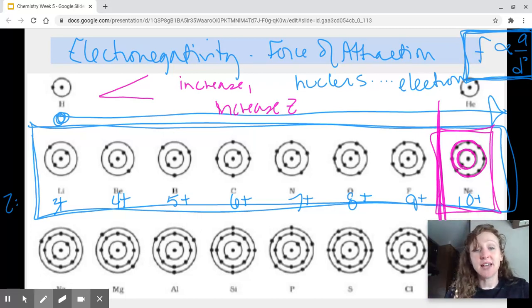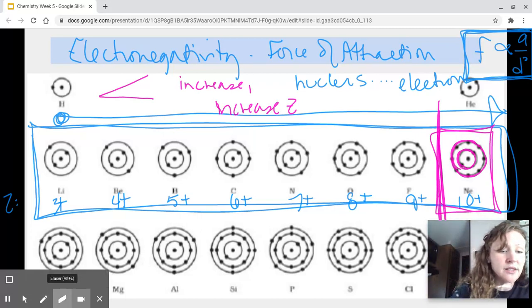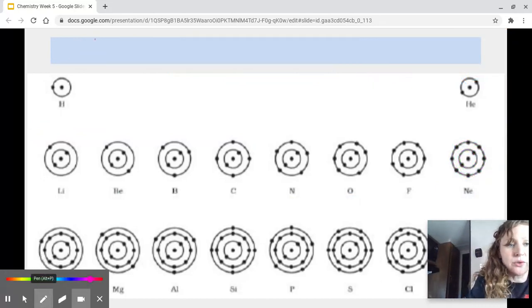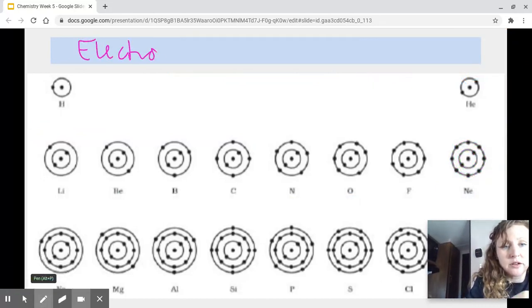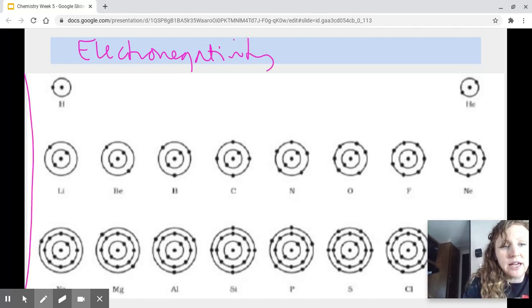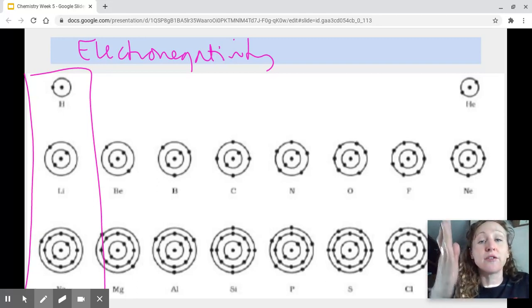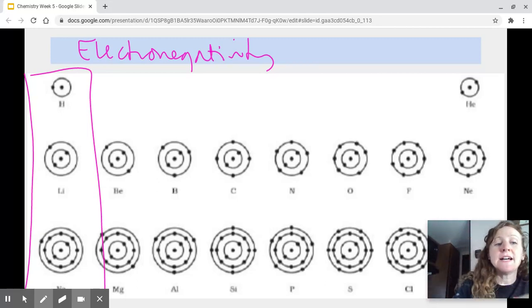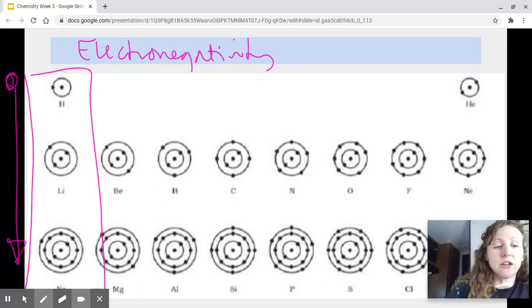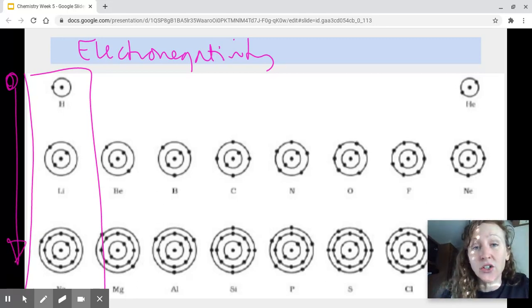All right, let's look top to bottom. What is electronegativity going to do inside any given family? So again, we're just going to look at the first column as our example, but this would be true for any family that we would want to look at. So take a minute, make a prediction. Hydrogen to sodium, is electronegativity going to increase top to bottom, or is it going to decrease top to bottom?